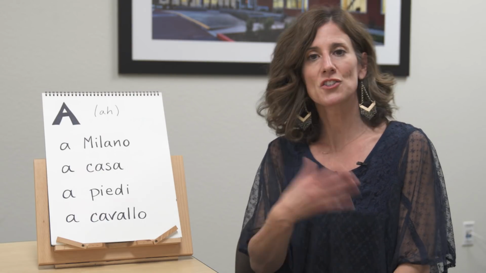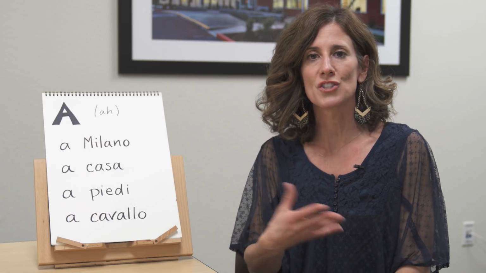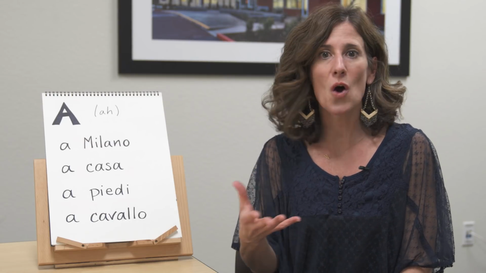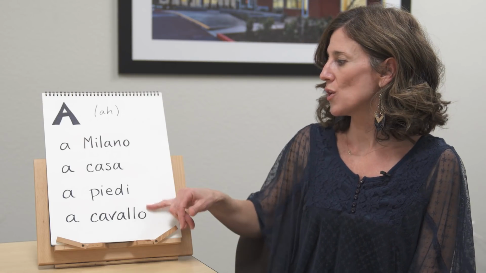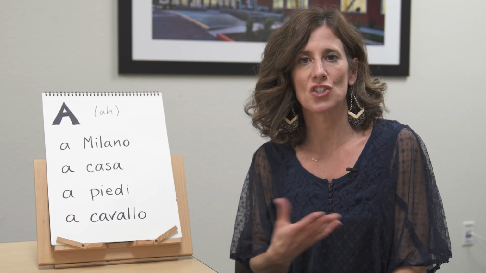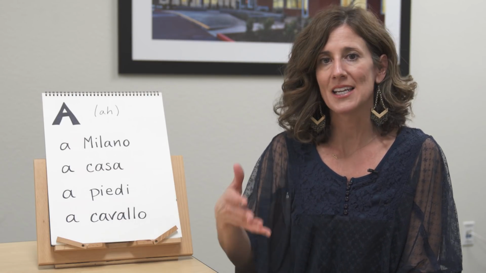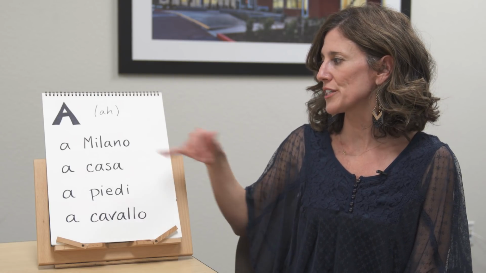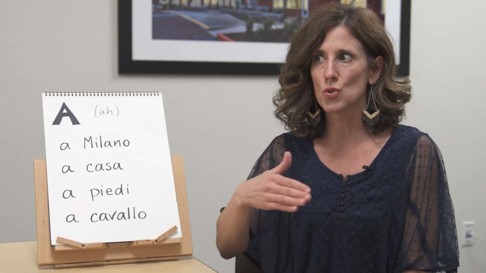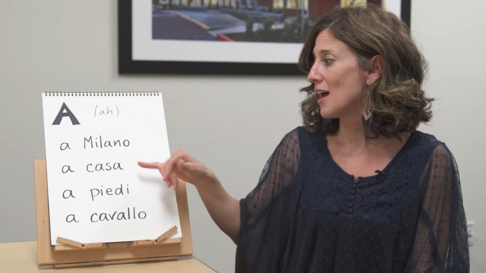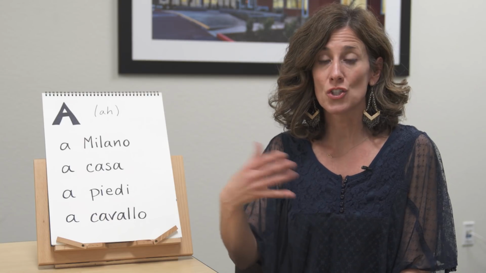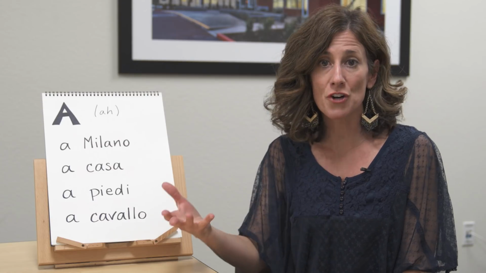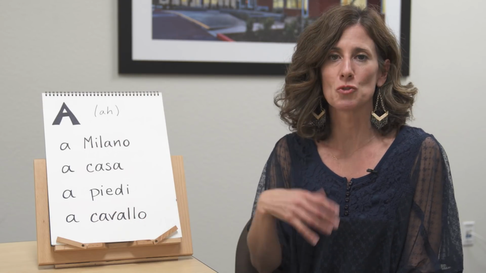Okay, so if you've watched the pronunciation video and if you've studied any Italian, you already know that the letter A is A. It's always A, always. It's also a preposition, just that letter by itself. It means at, in, or to. So you're going to see it in these contexts. You're going to see it before a city. A Milano means to Milano or in Milano. A casa means to home or at home. A piedi means by foot. A cavallo means by horse.